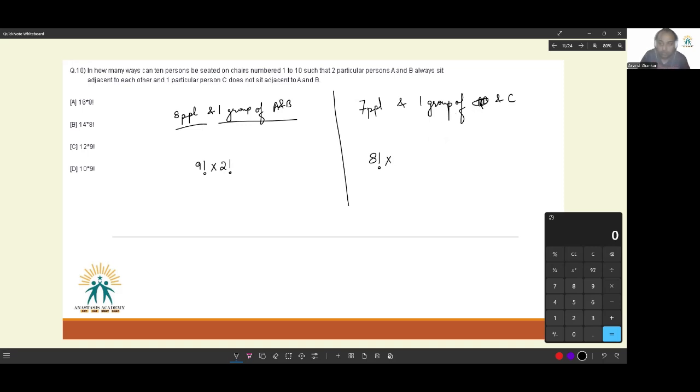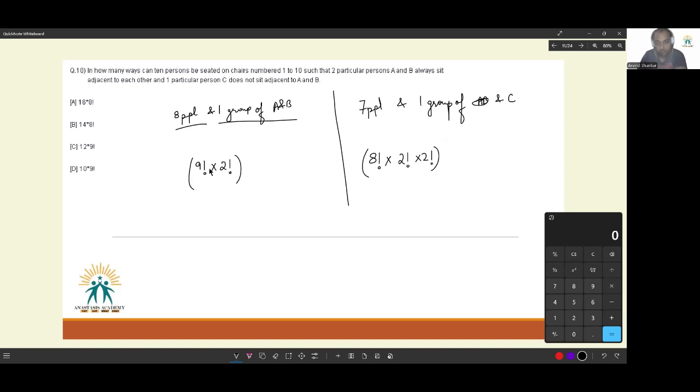Now, this group of A, B, and C can change themselves in 2 factorial ways. And AB can select their seat among the 2 seats that are finalized for AB. They can switch their seats in 2 factorial ways. So these are the total number of cases. These are the unfavorable number of cases. From the first number, I have to subtract the second number.